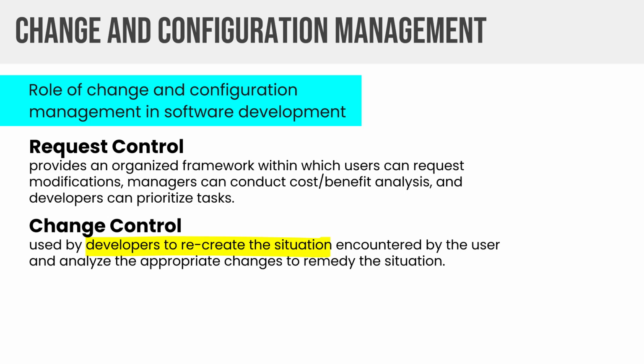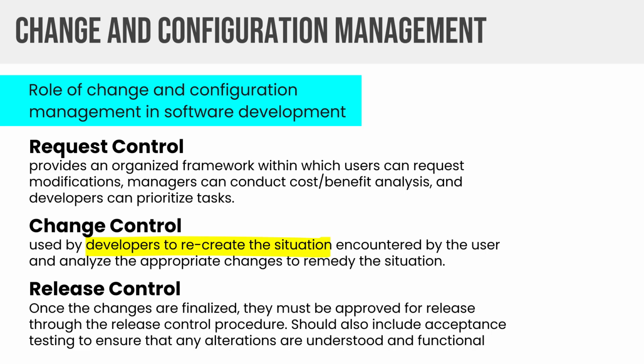There's change control. This is used by developers to recreate the situation encountered and to analyze the changes to remedy the situation. And then there's release control. So once the changes are finalized, they can be approved for release through the release control procedure. So it should also include acceptance testing to ensure that the alterations were actually understood, they were developed as intended, as requested, and they are functional. So changes in this case really mean code changes that result in functionality changes in the software.